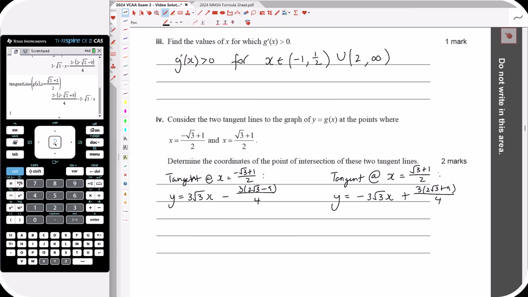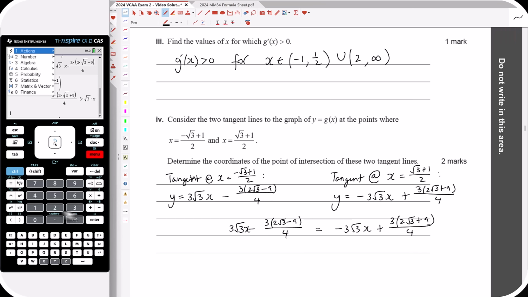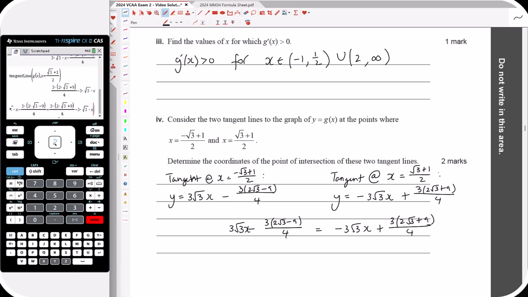Okay, so we found the equations of the two tangents. We're going to need the point of intersection, so we need to equate them. So we need 3 root 3x minus 3 times 2 root 3 minus 9 on 4 to be equal to negative 3 root 3x plus 3 times 2 root 3 plus 9 on 4. Okay, so in my case, I'm going to solve that equation for x. Get x equals a half.